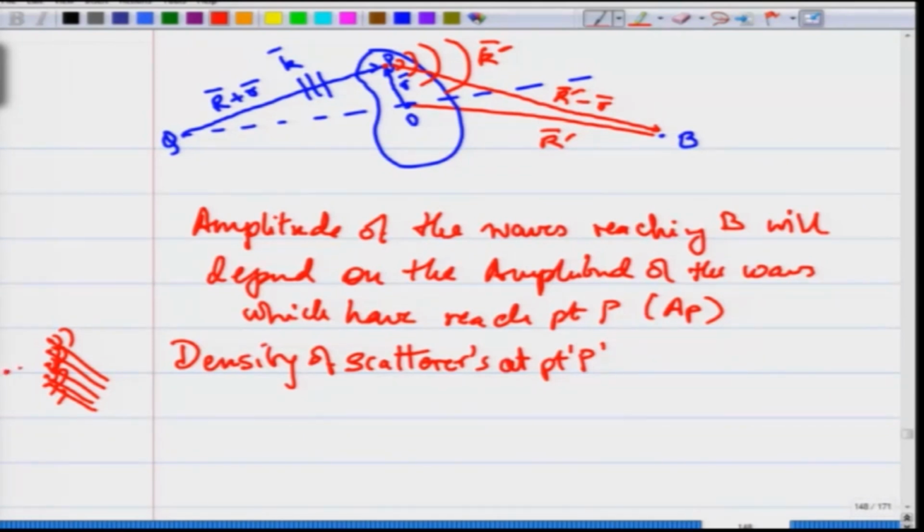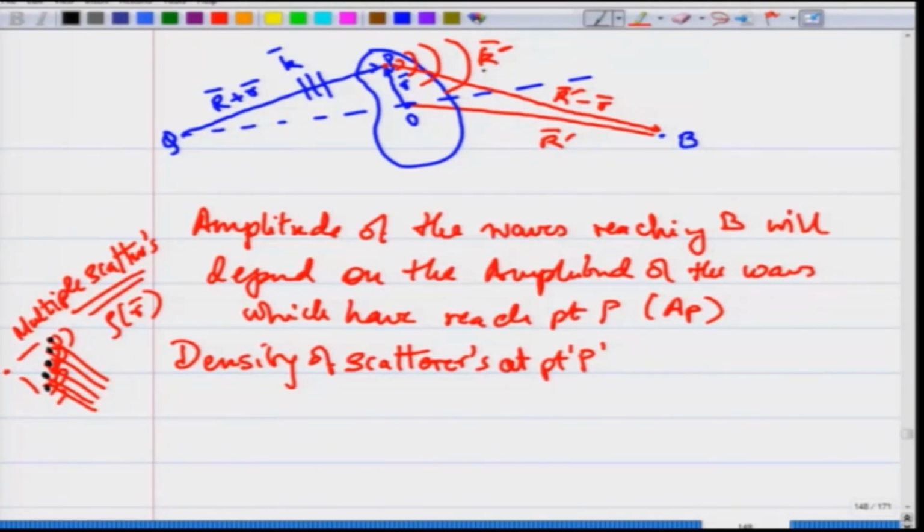So, at point P you might have multiple scatterers, and therefore the amplitude of your outgoing wave will get multiplied by the number of scatterers present at point P, because each of them acts like a scatterer. So if you have more scatterers at point P, the amplitude of the scattered wave will get multiplied by the number of scatterers that you have. So, you actually multiply it by the density, okay.